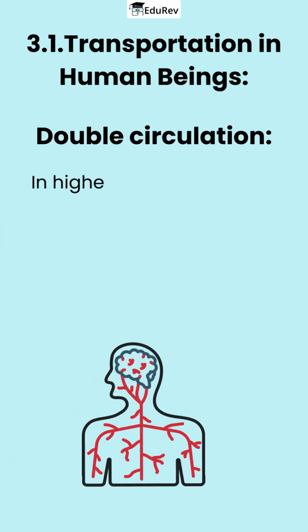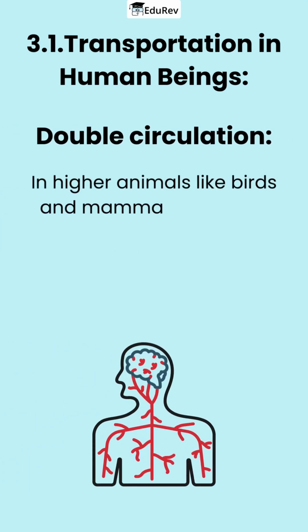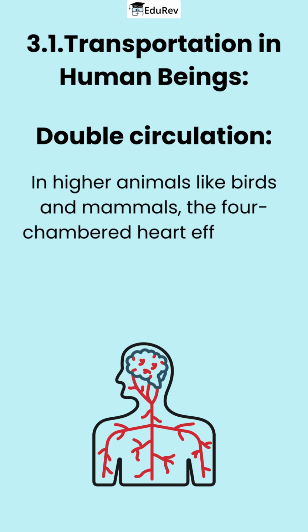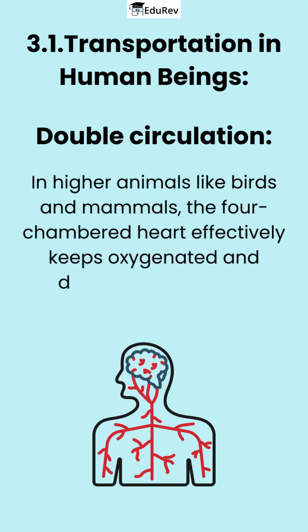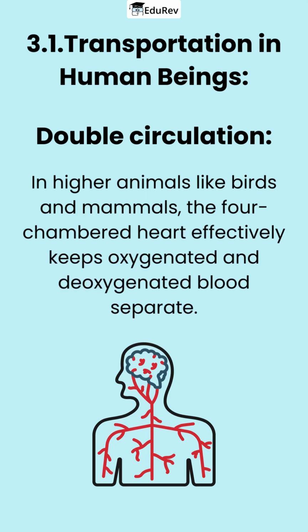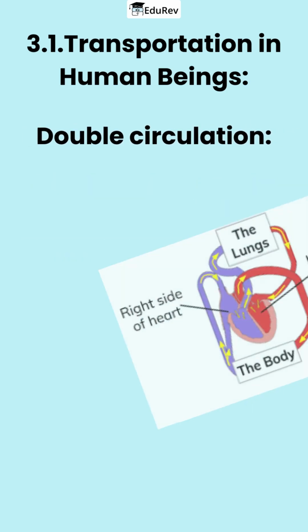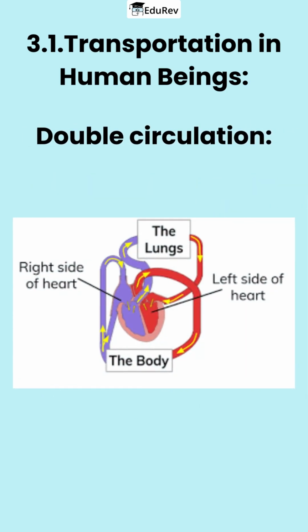Double circulation. In higher animals like birds and mammals, the four-chambered heart effectively keeps oxygenated and deoxygenated blood separate. This circulation of blood through the heart occurs twice, once between the heart and lungs, and then between the heart and body parts. Hence, this circulation is termed double circulation.